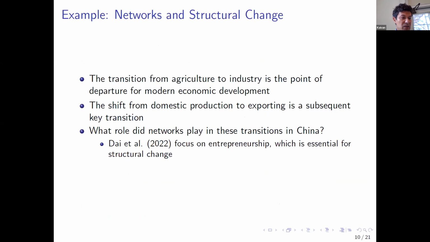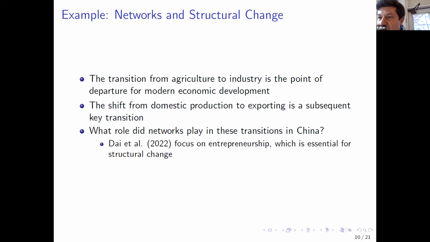Now, let me give you an example, which I think might help you understand how you can use this sort of model-based approach. So this is an example that's looking at structural change in China. Now, the transition from agriculture to industry is, as we all know, the point of departure for modern economic development. The shift from domestic production to exporting is a subsequent key transition.